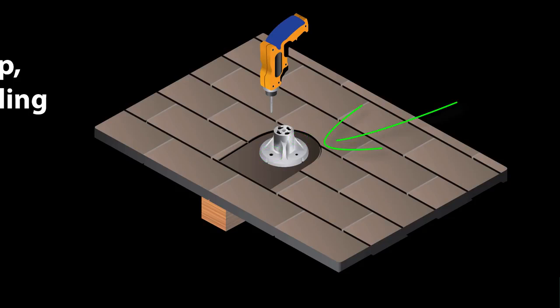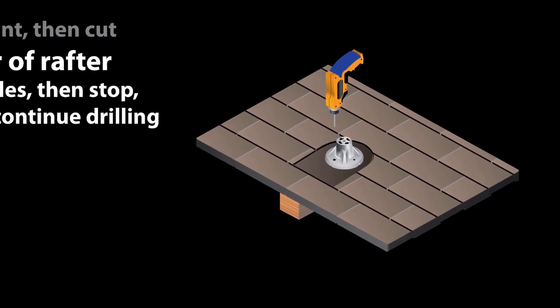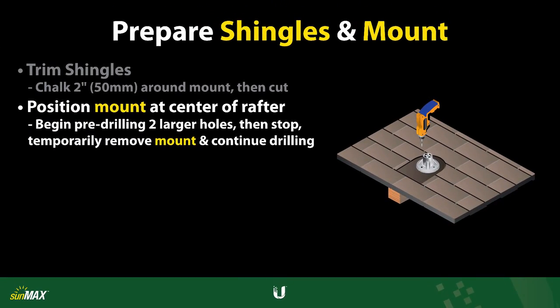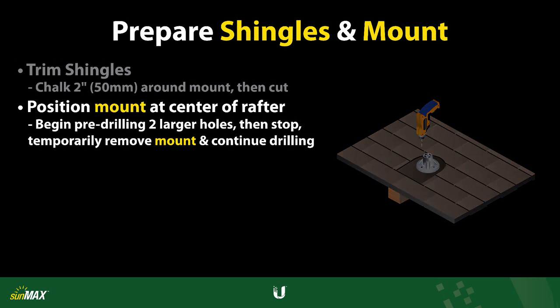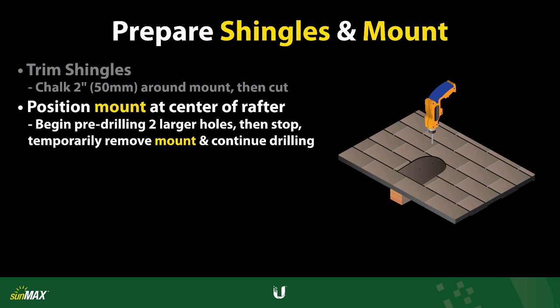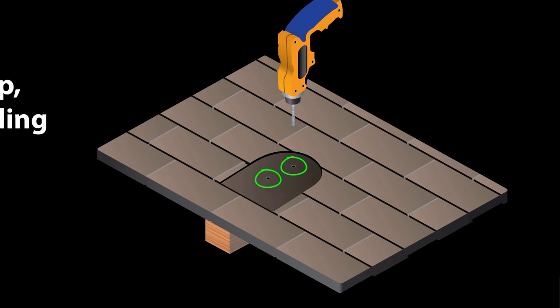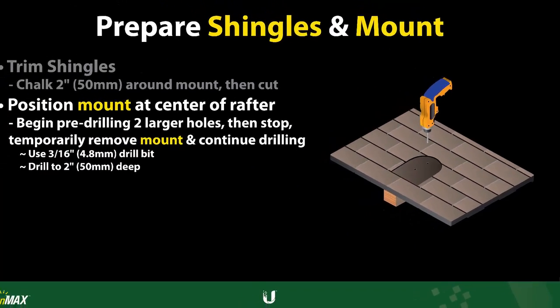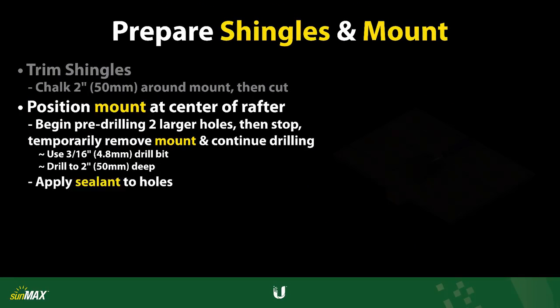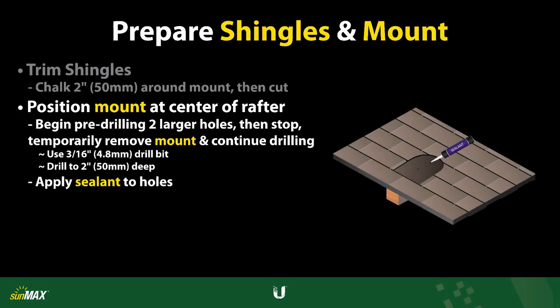Use the shingle cutout and the 2 smaller holes on the roof mount as a guide for positioning. To avoid damaging the roof mount, do not drill the holes completely through with the roof mount in place. Remove the roof mount temporarily and finish pre-drilling 3/16 inch or 4.8 millimeter holes, approximately 2 inches or 50 millimeters deep. Make sure you cover both hole openings with roofing sealant. This will ensure a watertight installation once the lag screws have secured the roof mount to the rafter.